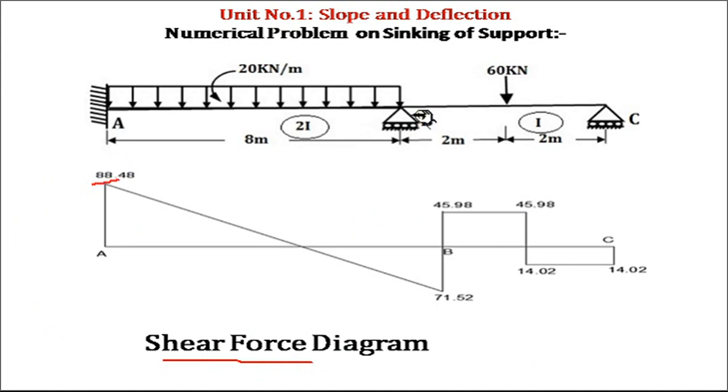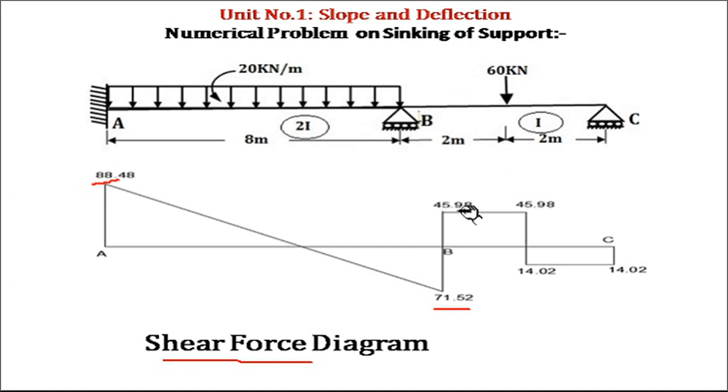Okay, member AB is subjected to the UDL. So 88.48 minus 20 into 8, so we'll get the value 71.52. As the UDL is there, you have to join by an inclined line. So reaction at B is 71.52 plus 45.98. So here it will be in upward direction. As there is no load in this portion, you have to join by a horizontal line.